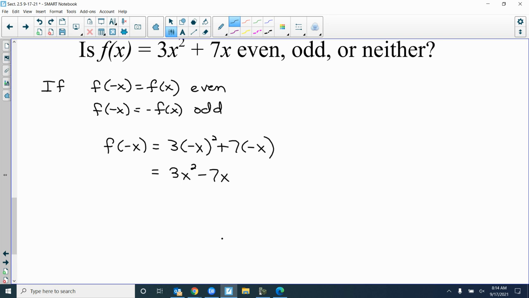No, it's not. So that means it's not even, correct? Is it the opposite? Well, what does the opposite mean? So negative f of x would be the negative of the whole thing, which is 3x squared plus 7x. And if you distribute that negative, we would get negative 3x squared minus 7x. Does it equal that? No. So it doesn't equal f of x. It's not the opposite of f of x. So this would fall under which category? Neither. So this would be neither.